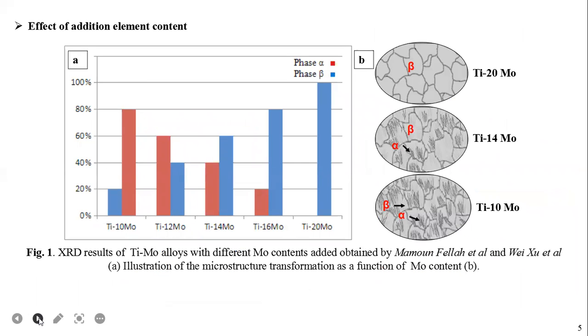The effect of added element content. It can be seen in figure 1 that the beta phase increases as the molybdenum content increases, and all alloys consisted of alpha and beta phase except for titanium 20 molybdenum alloy that exhibits a single beta phase structure because molybdenum is an element that serves to keep the beta phase stable.